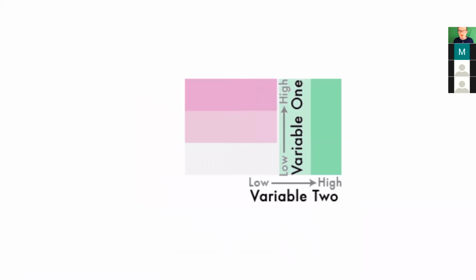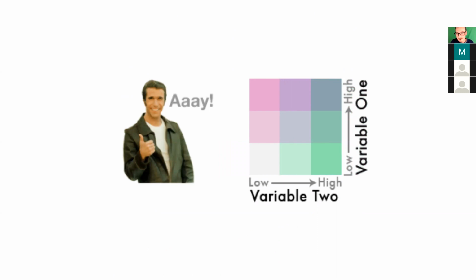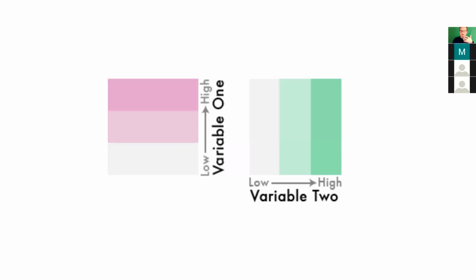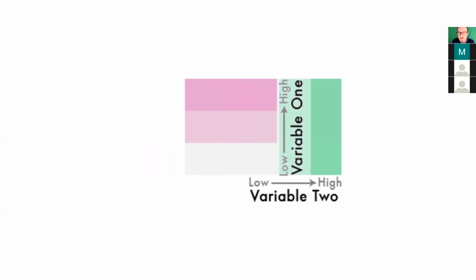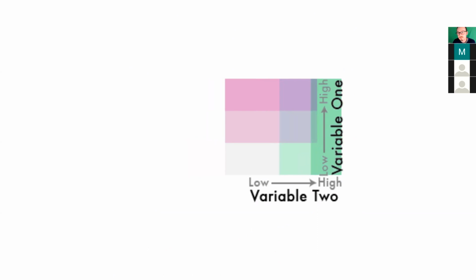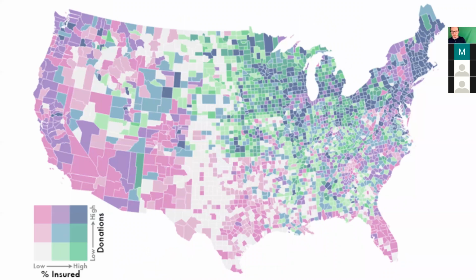Here's how it basically works. Variable 1 goes in the x direction, and variable 2 goes in the y direction. And you sort of overlay them and blend the colors together. And you get this color legend for a bivariate choropleth map. And here's an example that uses that particular one. This is percent insured versus donations.